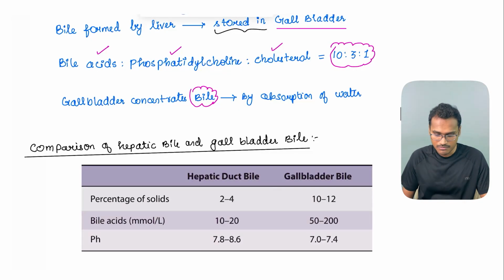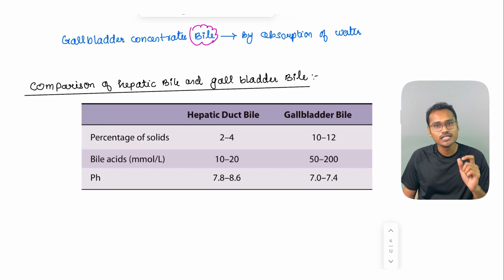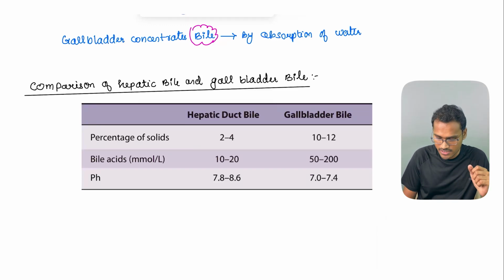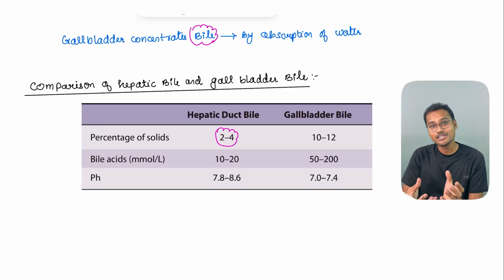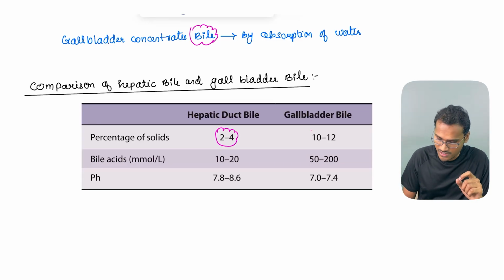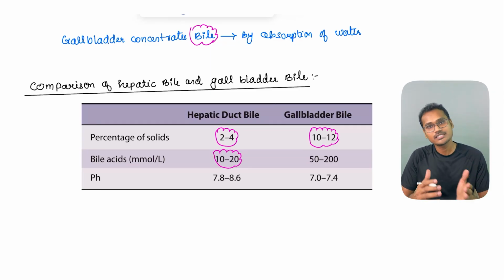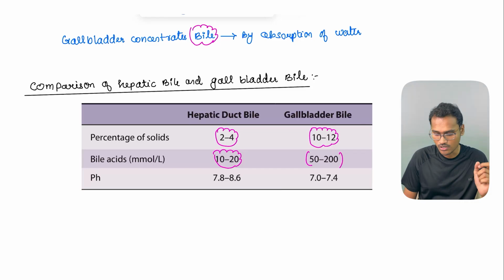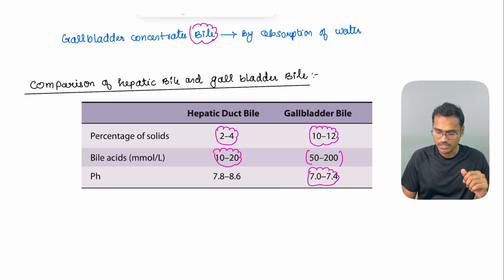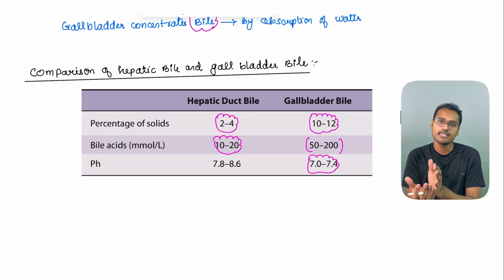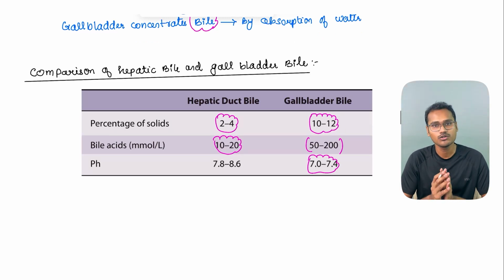When you compare hepatic bile and gallbladder bile, the percentage of solids in hepatic bile is just 2 to 4%. But by reabsorbing a lot of water, it is concentrated in the gallbladder, up to 10 to 12% solids. Even the bile acids in millimoles per liter are lower in hepatic bile, 10 to 20, whereas they are heavily concentrated in gallbladder bile. The pH becomes more acidic in gallbladder bile. So as you can clearly see, the bile is very well concentrated by the gallbladder.